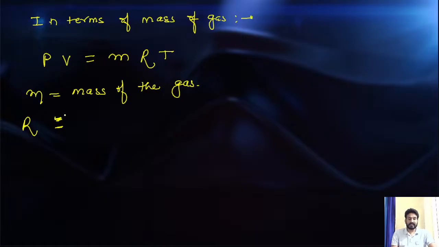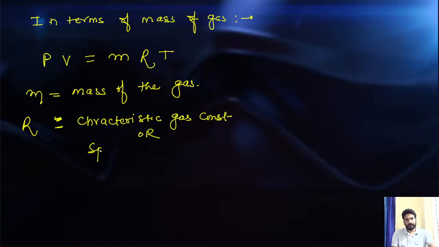What is this R? This is called the characteristic gas constant, or the specific gas constant. How do we get the value of this characteristic gas constant? Can you tell me how we get this value, guys?